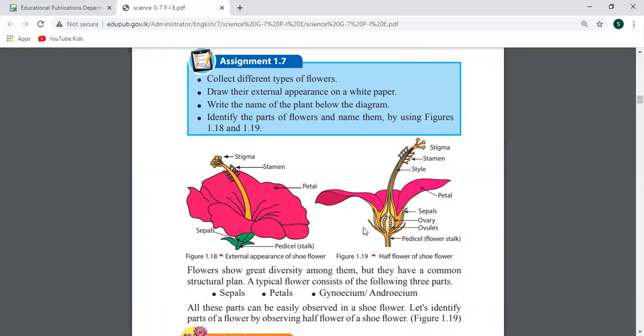So this is the inner part. Ovary, ovules. Ovary means a place where the seeds are stored. That means ovules are stored. So this is the pedicel, or else we can call it the flower stalk.